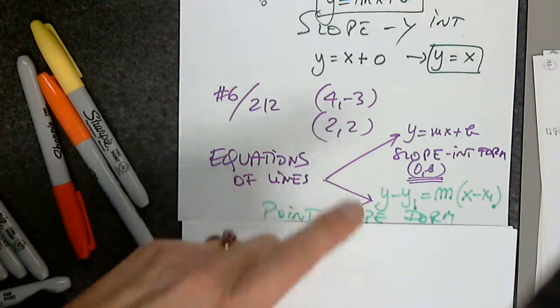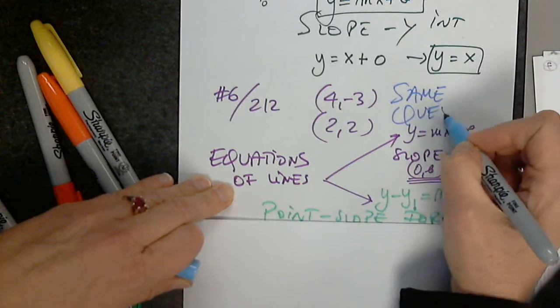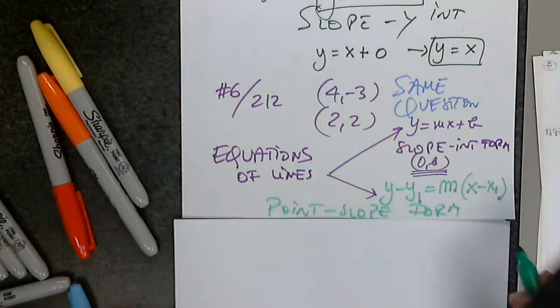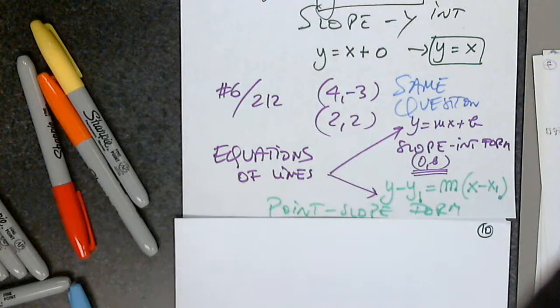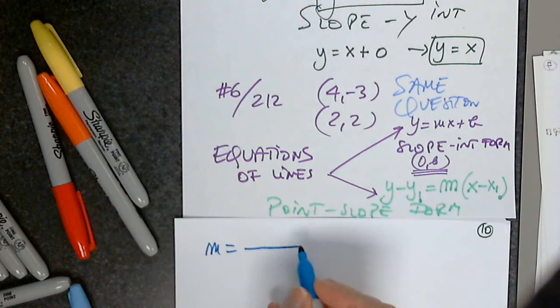So, I'm asked the same thing. Same question as before. I'm asked to find the equation of the line passing through these 2 points. Where is my starting point? What do I have to find first? Without which I can't continue. I have to find the slope. Very good. So let's find the slope.